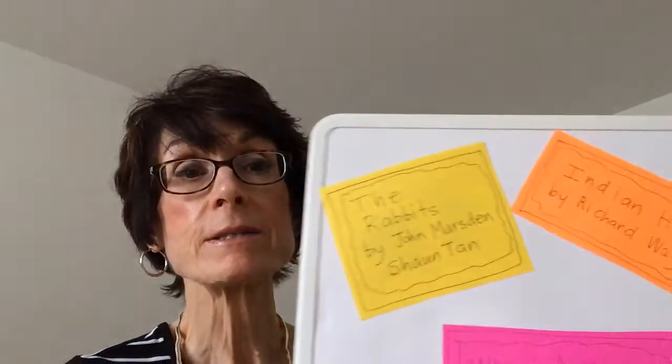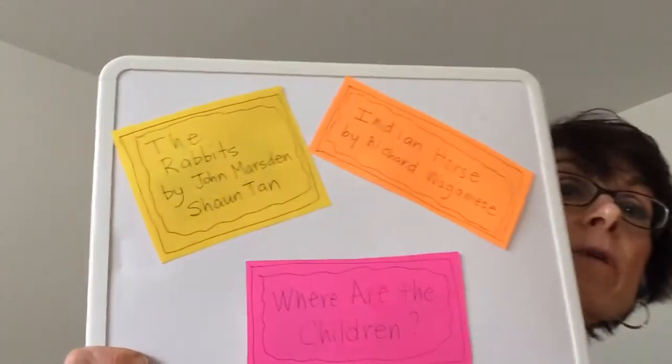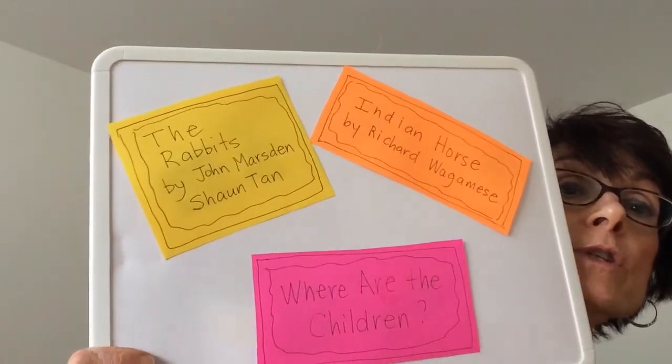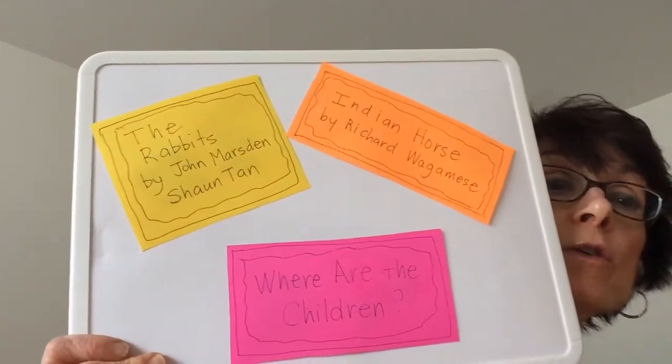So that's chapter 3. The last thing we're going to talk about is a video that I would like you to watch, which will also be linked on the Flipgrid that I send you by your school email. We've read The Rabbits, and we've read Indian Horse chapter 3. What I'm going to get you to watch is a video called Where Are the Children? It's about 27 minutes long, but it's very interesting, and I think you will find it very informative.